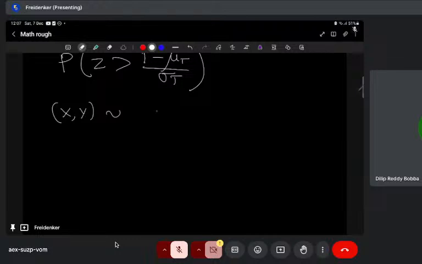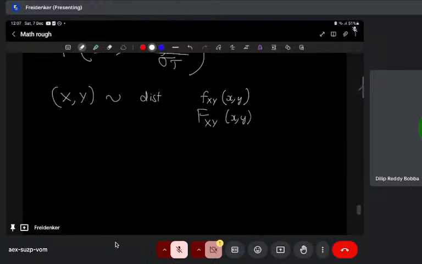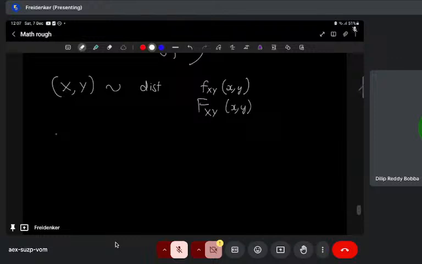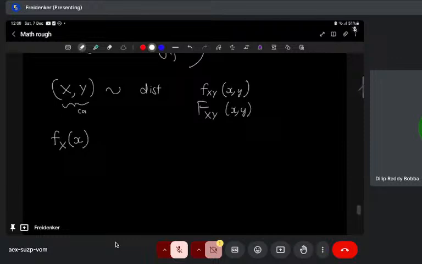So let's say this follows some distribution where I have joint PDF as well as joint CDF. Now there are four things that I could find: the marginal CDF and PDF of X and Y. So we have four things. How do I find the marginal? I'm assuming they're all continuous. If it's discrete, then you get summation instead of integration. That's it.